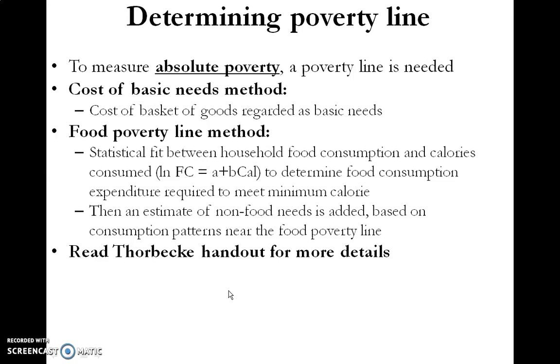Or the food poverty line method, which rather looks at a statistical fit between household food consumption and calories consumed to determine the food consumption expenditure required to meet the minimum calorie needs. Okay. You can read more about the details of these methods in your Thorbeck handout. It's important that you read those, but they are quite straightforward.